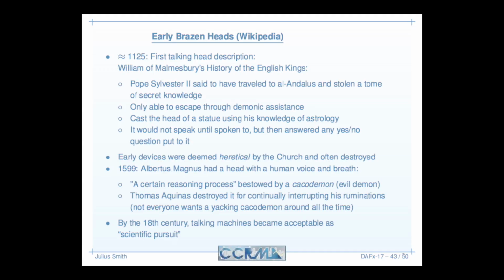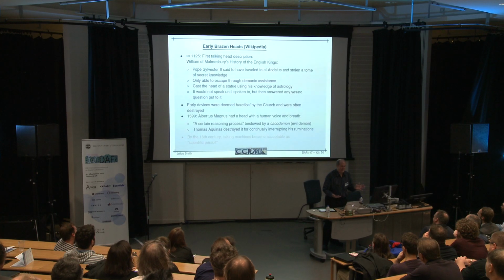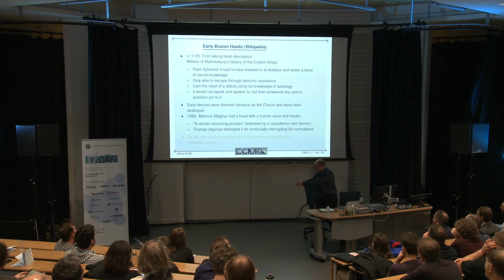In 1599, Albertus Magnus had a head with a human voice and breath, and it had a certain reasoning process bestowed by a cacodemon. A cacodemon is an evil demon, to be distinguished from the neutral demon and the good demon. So, you want to take its advice with a grain of salt. And then Thomas Aquinas, very well known, destroyed it because it kept interrupting his train of thought. This little cacodemon over here is driving me crazy.